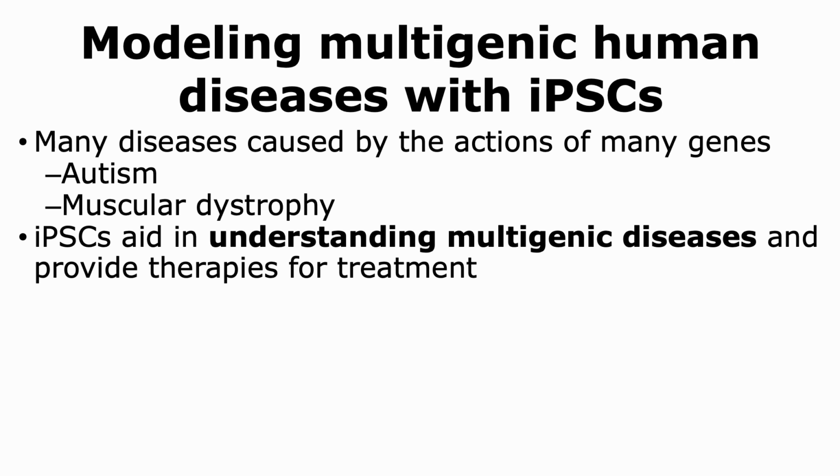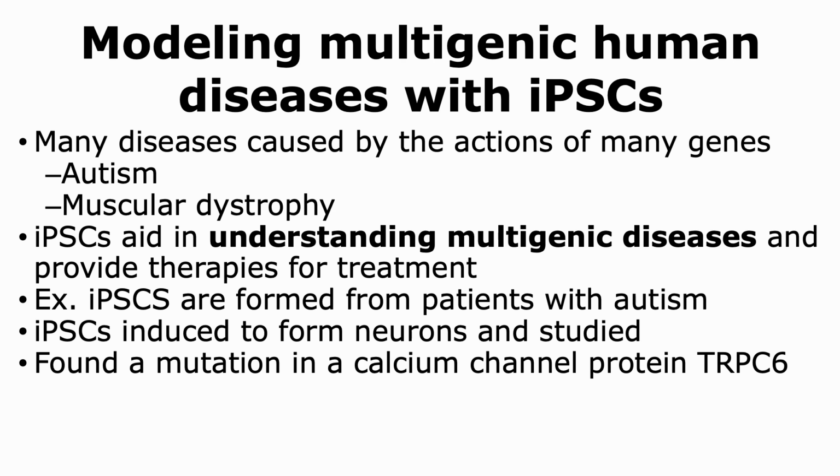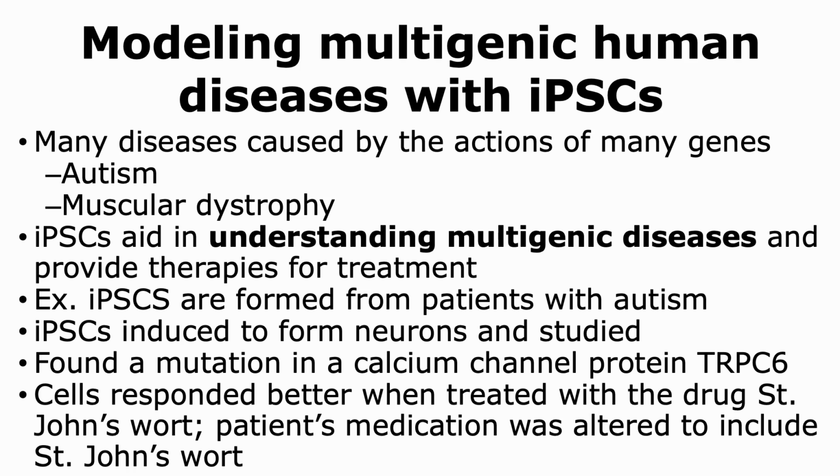An example of such a strategy is in the case where induced pluripotent stem cells were formed from a patient that had autism. Now in this case, the induced pluripotent stem cells from the patient were then induced to form neurons. And when these neurons were studied, the scientists found that there was a mutation in a calcium channel protein called TRPC6. Now, scientists knew that there already was a drug available to correct these calcium channel defects.